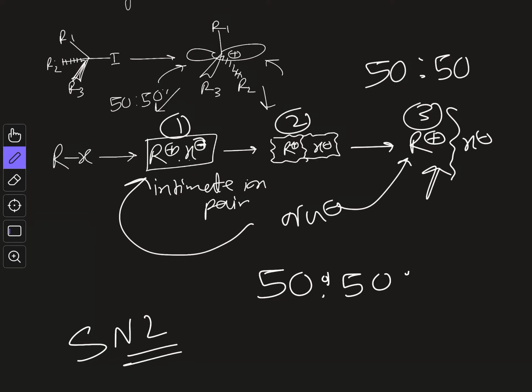So here I will finish this video. In the next part I will discuss some more stereochemical outcomes of SN1 and SN2 reactions, and also the effect of leaving group and nucleophile on the rate of SN1 and SN2 reactions.